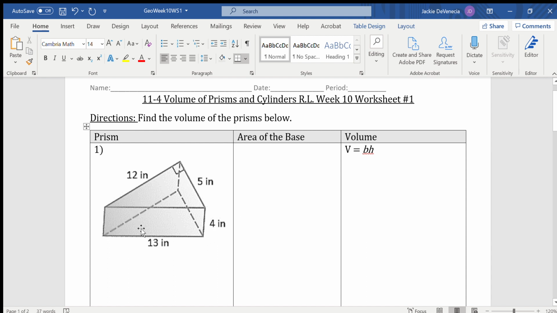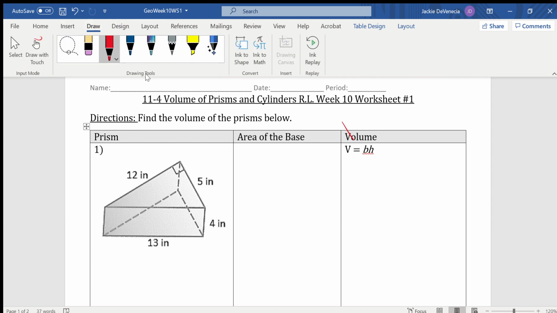hold. So whenever we're dealing with volume, the volume of a prism is going to be volume is equal to the area of the base times the height. So B over here is the area of the base, and H will be the height of the overall prism. Now notice how I'm not saying the height of the base, it's the height of the prism. Let me just write that. Okay, cool.